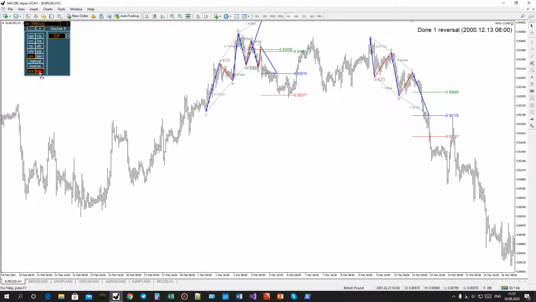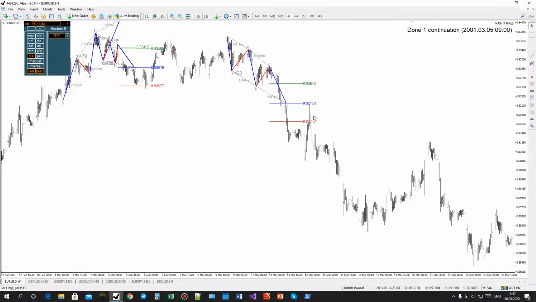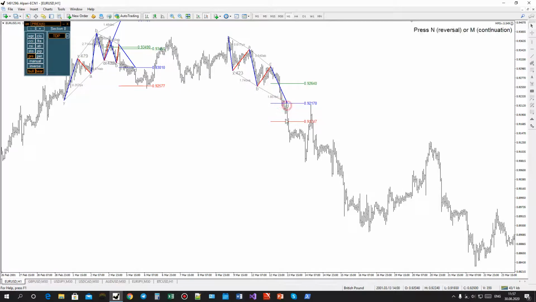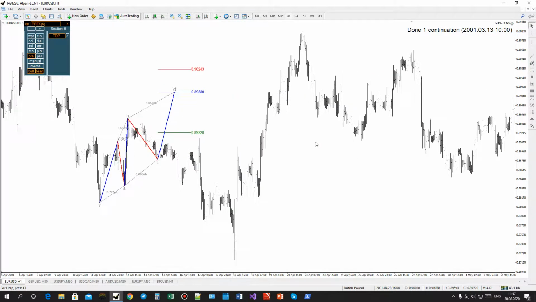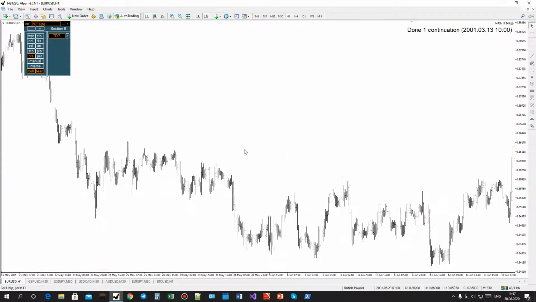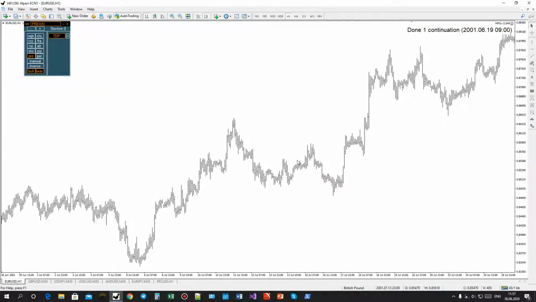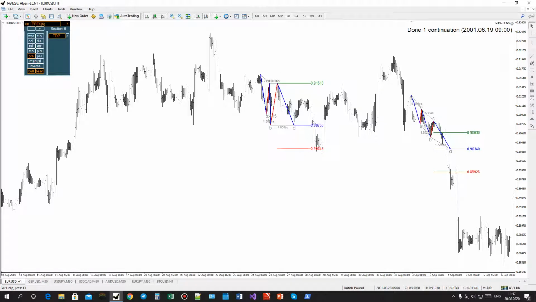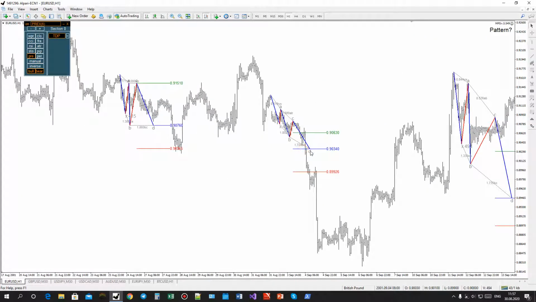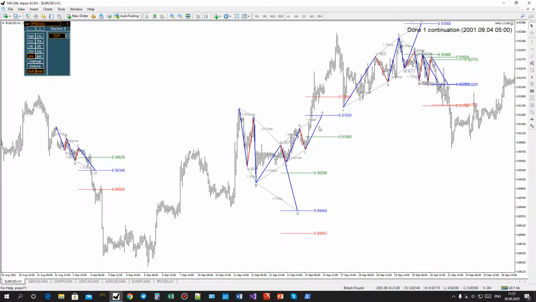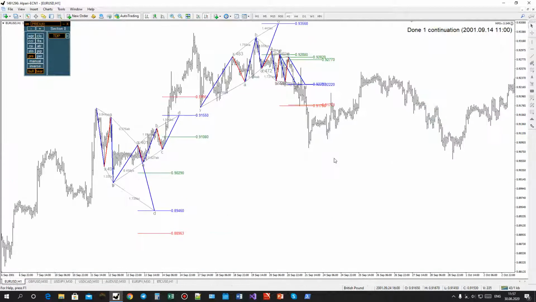So let me see the bull one. This one is a loss. Bear one didn't complete. This one is a loss. Okay, this one is a loss. This one is a loss as well. One more loss here. Loss on bear pattern, on bull pattern.